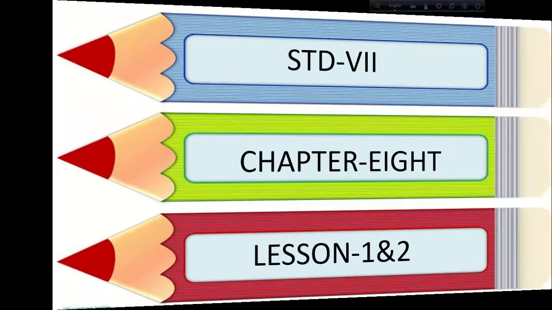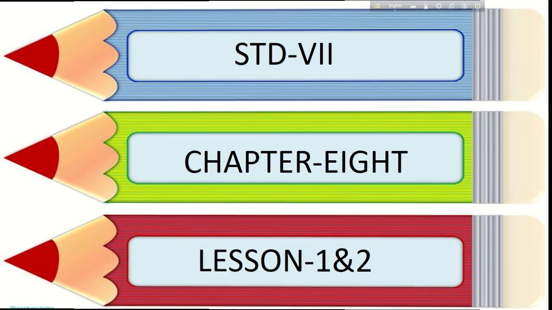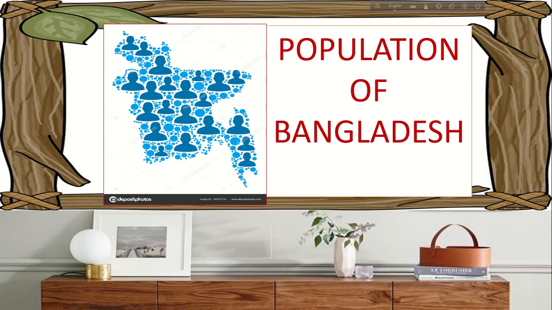Today we will discuss from our BGS book. It is the new chapter 8, lesson 1 and 2. Here you are observing the map of Bangladesh and it represents the population. So today our topic is population of Bangladesh.